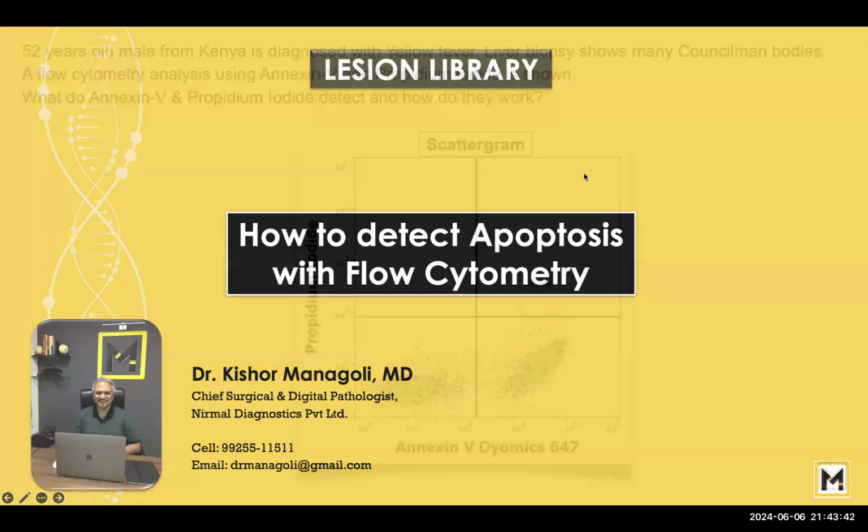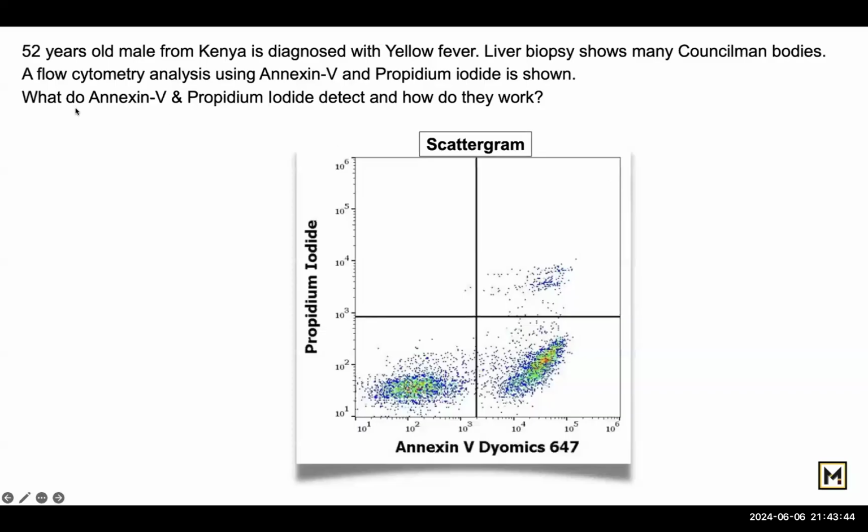The best way to understand it is by understanding a clinical scenario. So we have a 52-year-old male from Kenya who is diagnosed with yellow fever. Liver biopsy shows many Councilman bodies. If you recall, Councilman bodies represent apoptotic bodies. A flow cytometry analysis using annexin V and propidium iodide is shown in the scattergram here.